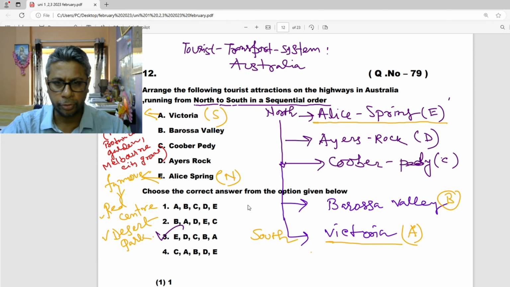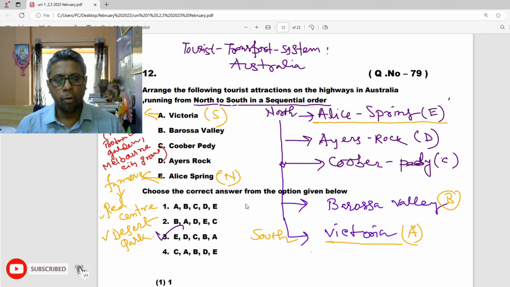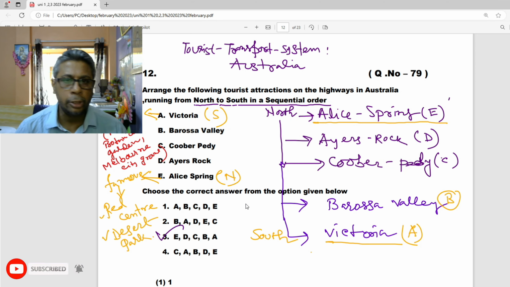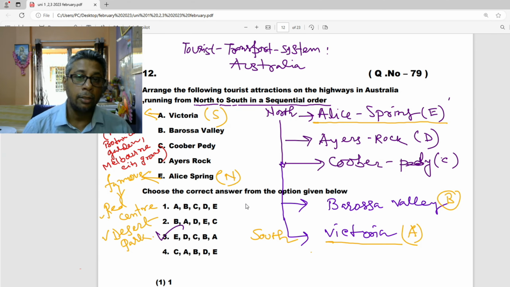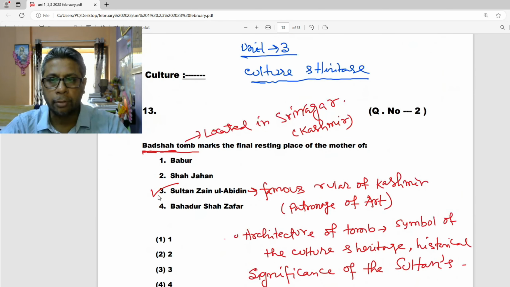One of the tough questions we have, but from general knowledge, these two places, Victoria and Alice Spring, are very famous tourist destinations all over the world. And not only the name of the destination, you have to keep in mind the location and position of the destination in that particular country. Next question, question number 2.